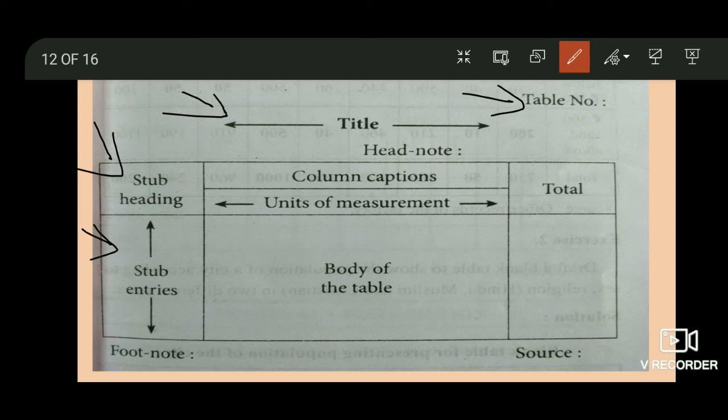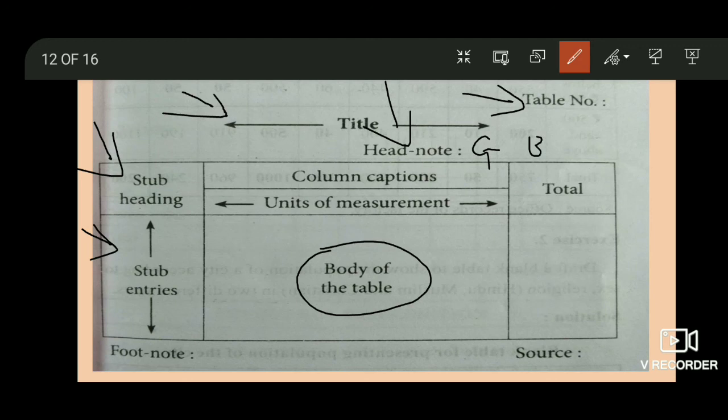So the fourth part is body of the table. The body of the table should be neat and clean. It is the main part of the table wherein the classified data is stacked in a systematic and comparable format. And you can see head note over here. This is the fifth part of the table. Any special information regarding the table may be given in the form of head note. For example, if you are indicating boys and girls by capital letter G and B, here you can indicate by saying G is for girls and B is for boys. So all such things are written in the head note.